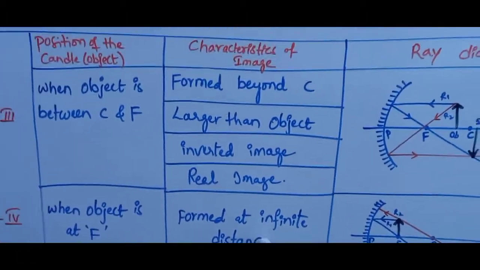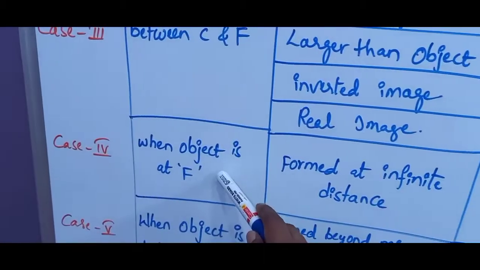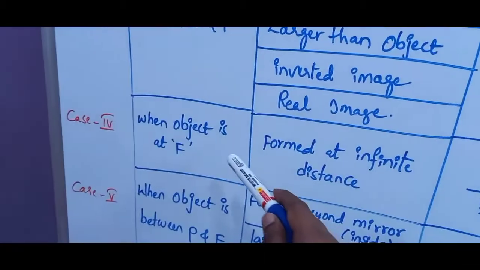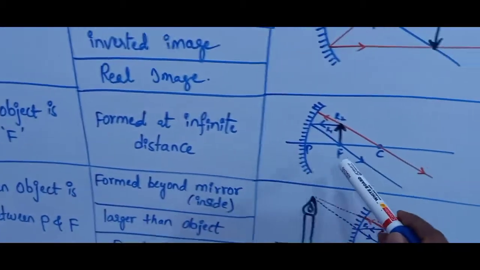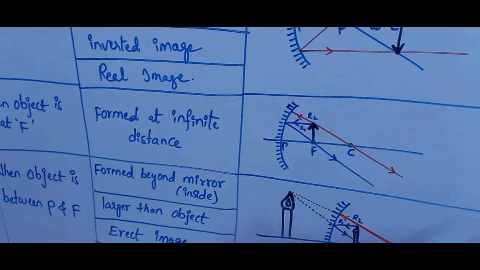So what is the result here? Formed at infinity distance. The image is going to be formed at infinity distance when the object is placed at F. So this is also an important point, children. Everybody, you should remember, when the object is placed exactly at the focal point, then the image is going to be formed at infinite distance.